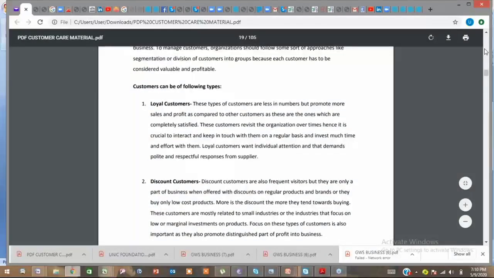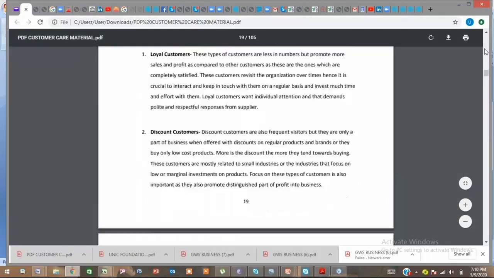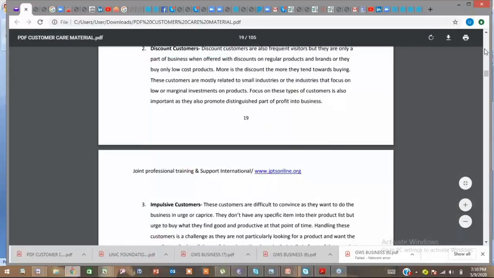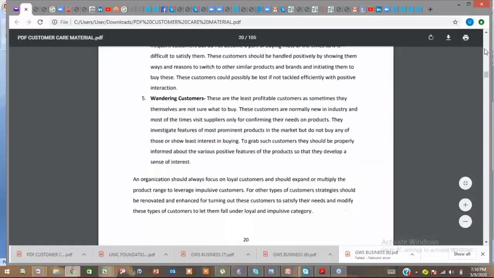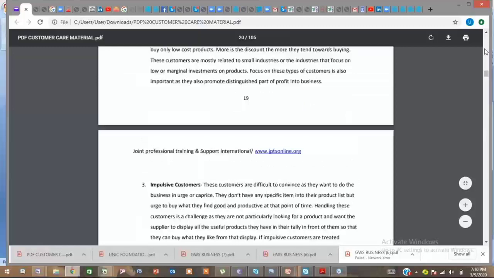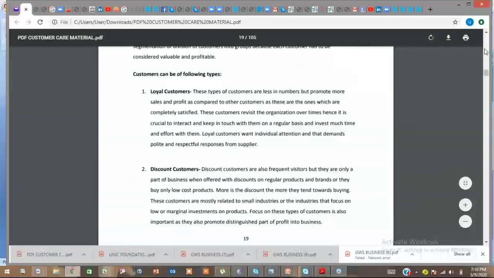Customers can be the following. You have loyal customers. We talk about discount customers, impulsive customers, need-based customers, one-trick customers. Let me go over this again. Customers can be of the following: loyal customers.